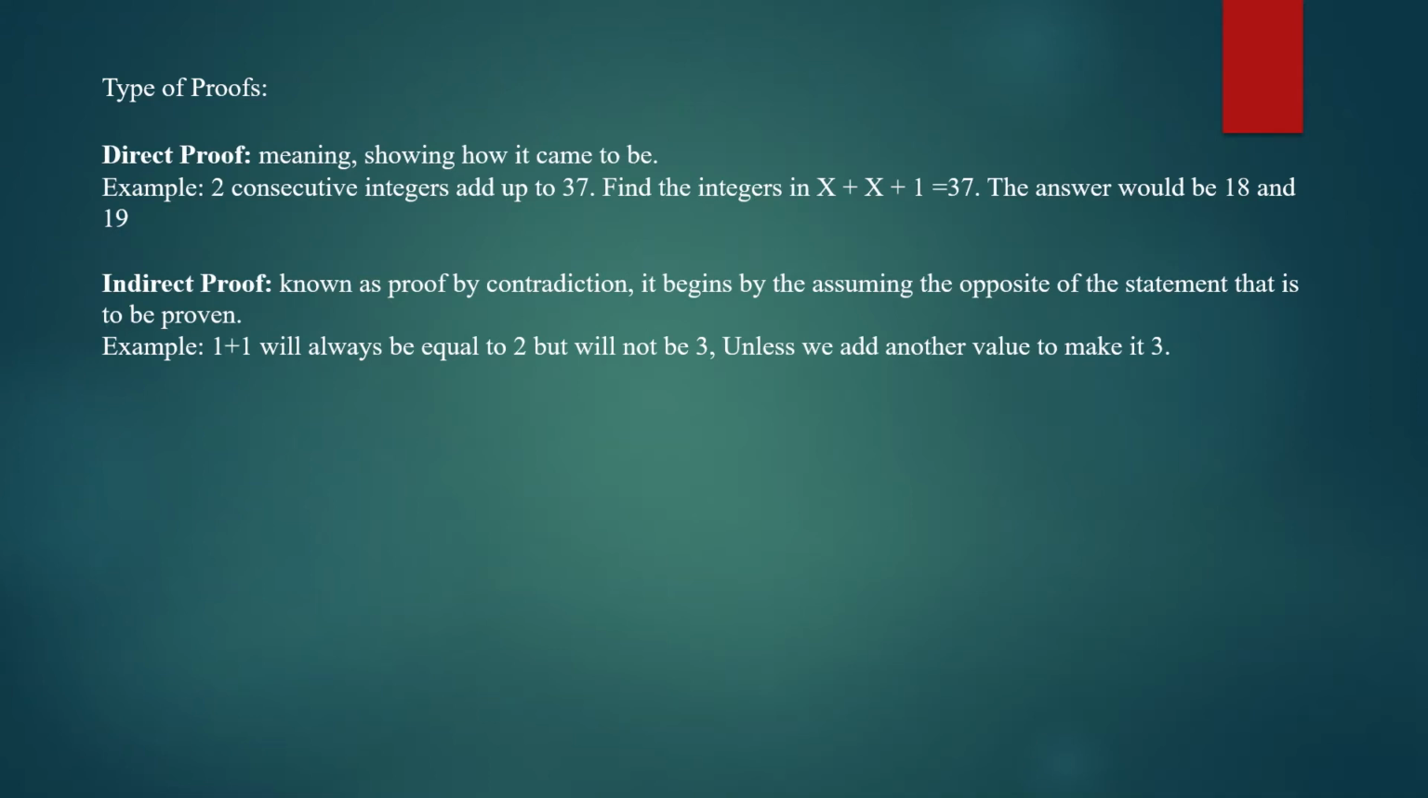The other one is indirect proof, known as proof by contradiction. It begins by assuming the opposite of the statement that is to be proven. Example: 1 plus 1 will always be equal to 2, but will not be 3, unless we add another value to make it 3. Then we can call it a direct proof.